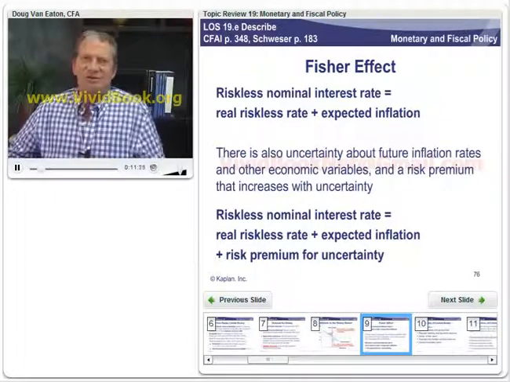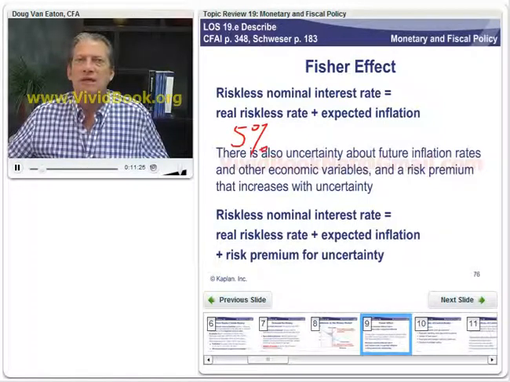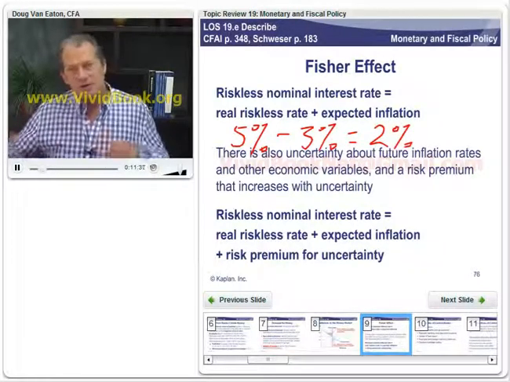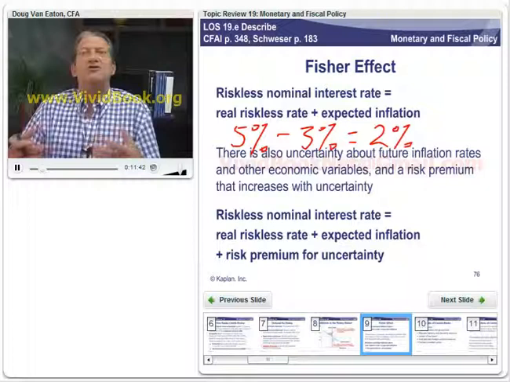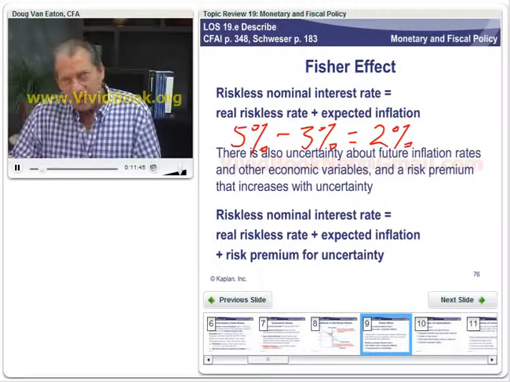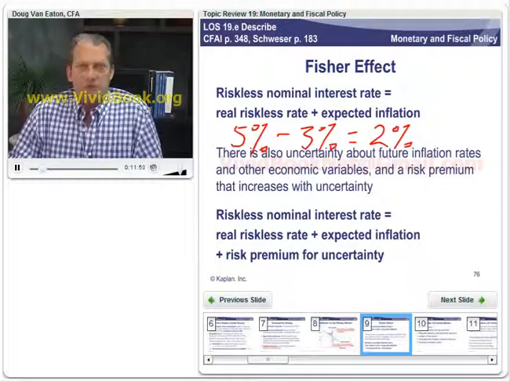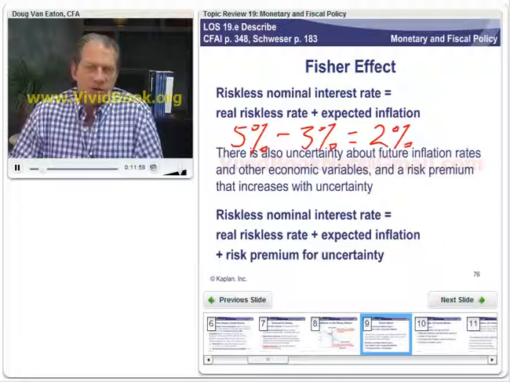So if the nominal interest rate is 5% and expected inflation is 3%, then the real rate is approximately 2%. Because if prices go up 3% and you have 5% more money, how much more stuff can you get? Well, you can get 2% more stuff. And so that's the Fisher effect, or the Fisher equation. Now, there's some uncertainty about future inflation rates, and there may be a risk premium in there too. That wasn't part of Fisher's original argument on this, but it's something you should understand.